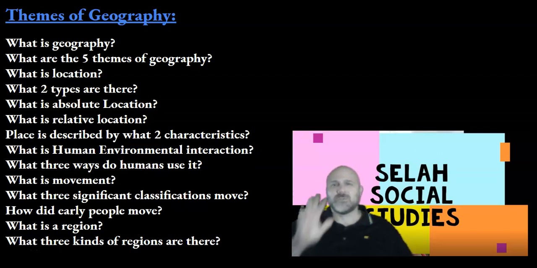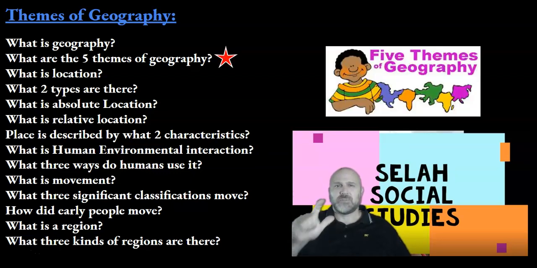So we're going to go over the 5 themes of geography. And the 5 themes of geography will help a geographer answer all their questions. These are location, place, human environmental interaction, movement, and regions.